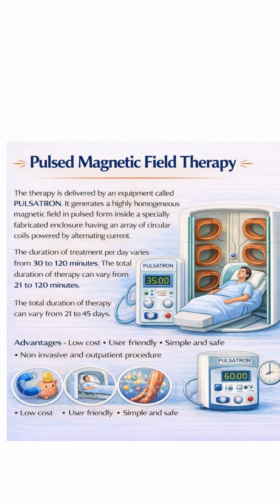Pulsed magnetic field therapy. This therapy is delivered by equipment called a pulsatron. It generates a highly homogeneous magnetic field in pulsed form inside a specially fabricated enclosure having an array of circular coils powered by alternating current.